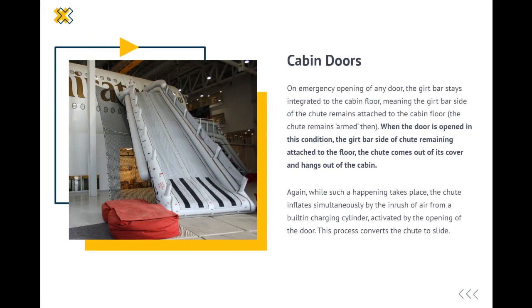On emergency opening of any door, the girth bar stays integrated to the cabin floor, meaning the girth bar side of the chute remains attached to the cabin floor. The chute remains armed then. When the door is opened in this condition, the girth bar side of the chute remaining attached to the floor, the chute comes out of its cover and hangs out of the cabin. Again, while such a happening takes place, the chute inflates simultaneously by the inrush of air from a built-in charging cylinder, activated by the opening of the door. This process converts the chute to slide.